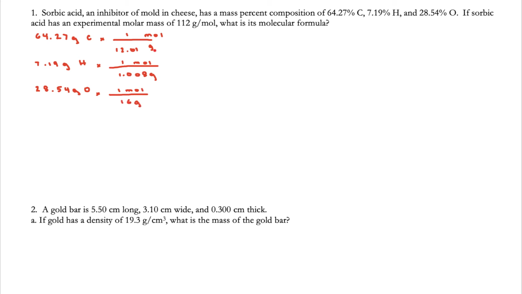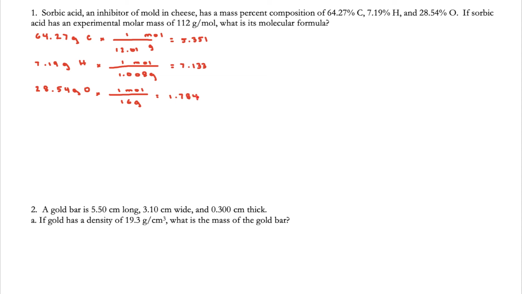And now what I need to do to determine the number of moles of each of these is divide. So for carbon, for example, it would be 64.27 divided by 12.01, and what I get is 5.351. I don't want to overround, so just be a little bit careful with that. For hydrogen, I get 7.133. And for oxygen, I get 1.784. All right, so these are the number of moles.